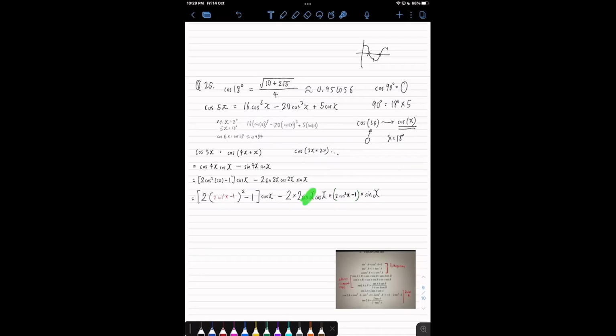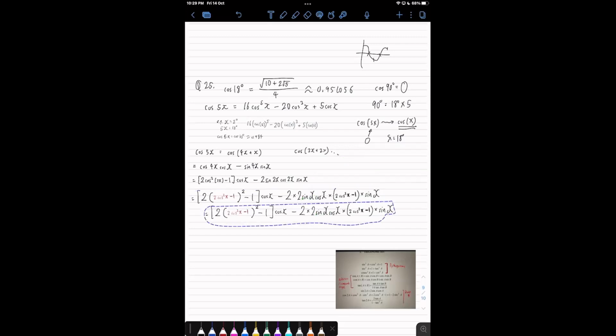Now, problem. We want everything in terms of cosine, right? But here got sine and sine. That's no good. What should we do? Sine on its own cannot do anything, but sine times sine equals sine square, which equals 1 minus cosine square x. Very good. Yes. So let's do that.